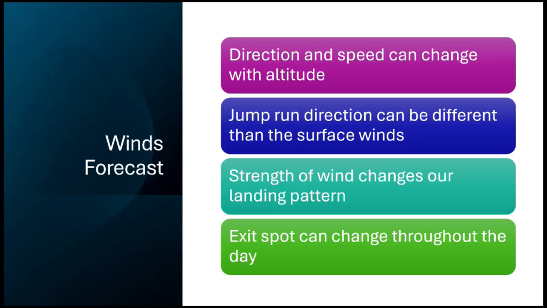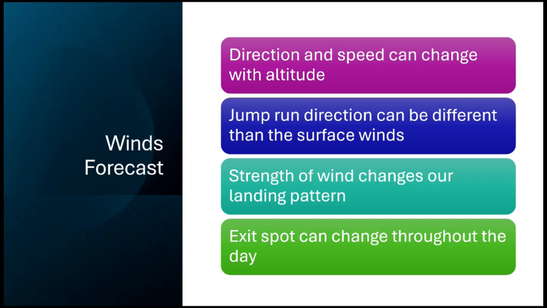So this winds forecast, as we can see, direction and speed can change with altitude. Not always. Sometimes it's roughly the same wind direction and wind speed at all the different altitudes, but sometimes it can be incredibly different. Jump run can also be different than the surface winds, because if the winds at altitude are 180 degrees or however far off they are from what the surface winds are doing, your jump run direction can be different as well.